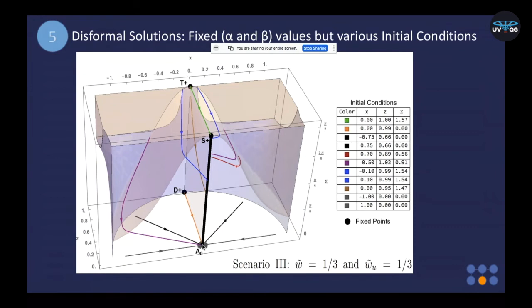What else? I think we do recover the conformal behavior when sigma is equal to 0. So when we choose our initial condition from T plus, we find that it ends up at S plus. When we choose our initial condition from D plus, it goes toward A naught.